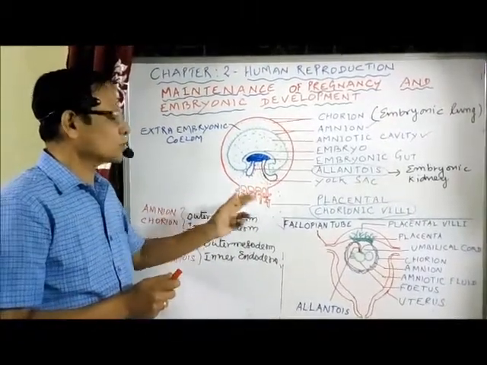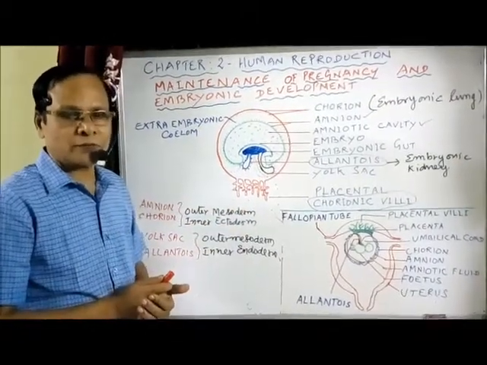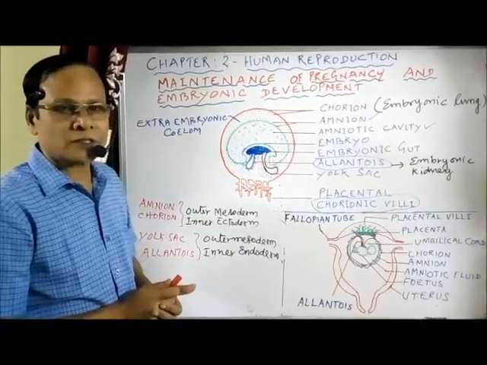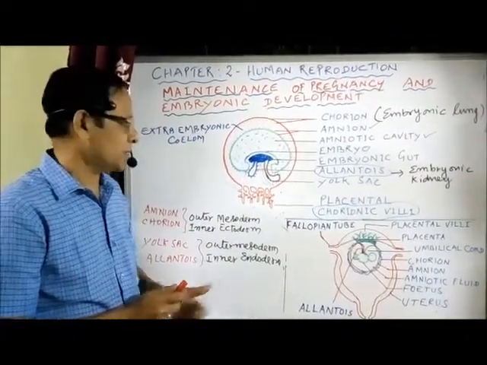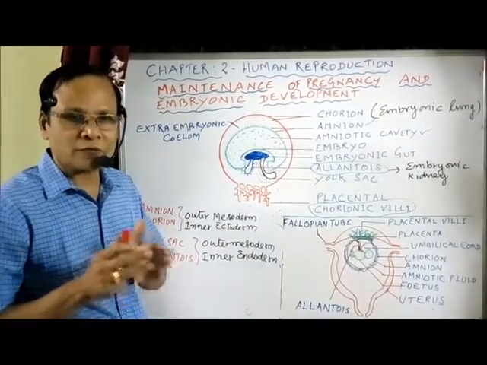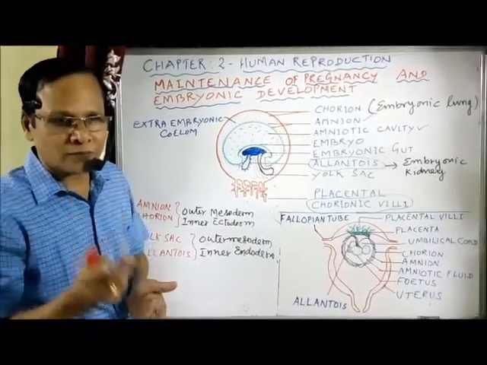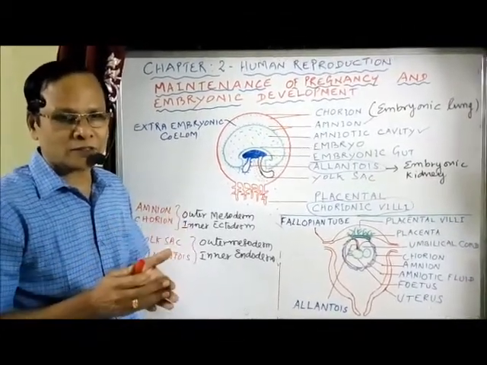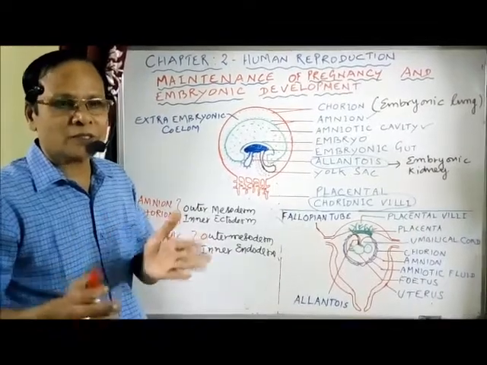Now I mentioned that the trophoblast during development produces finger-like projections. These finger-like projections are called chorionic villi, which contain the blood vessels of the fetus, and such blood vessels are surrounded by sinuses. Sinuses means spaces containing maternal blood.